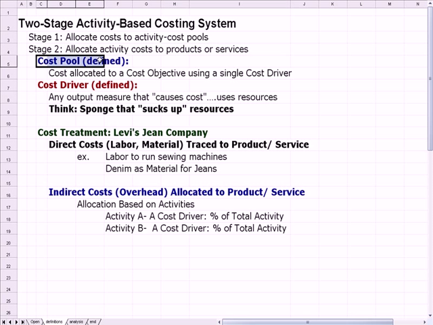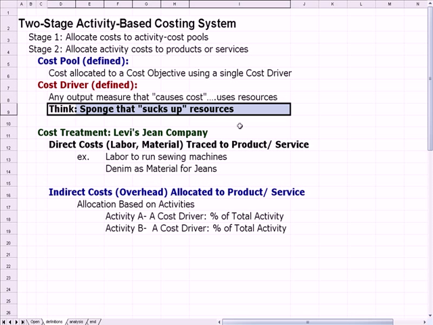So what's a cost pool? Because I mentioned cost pool right here. Cost allocated to a cost objective, that's the product or service, using a single cost driver. So now we have to define what a cost driver is. Any output measure, could be labor hours, machine hours, that causes cost to happen, that is, that uses the resources. So I like to think of it as a sponge that sucks up the resources. What is it that's causing you to incur cost? That's what a cost driver is.